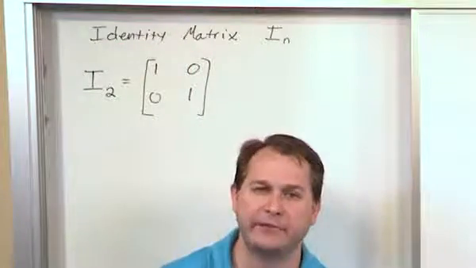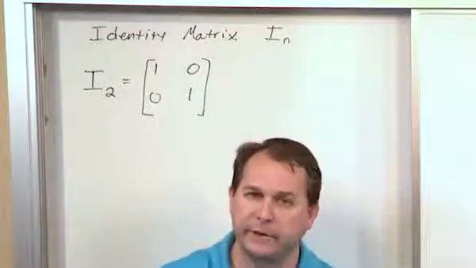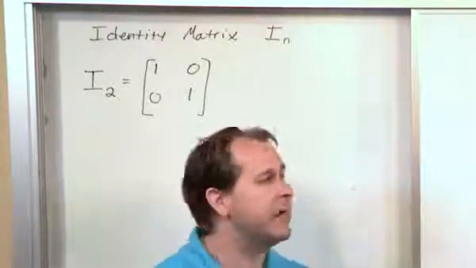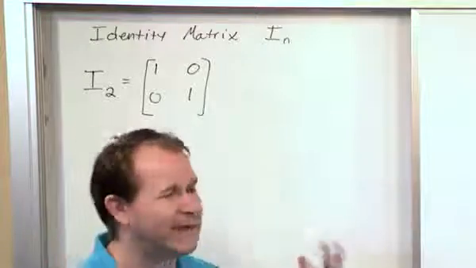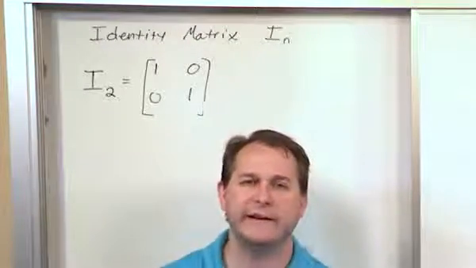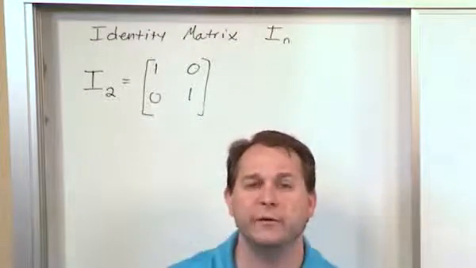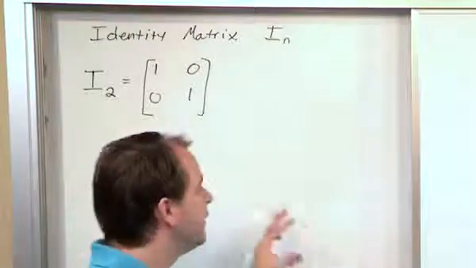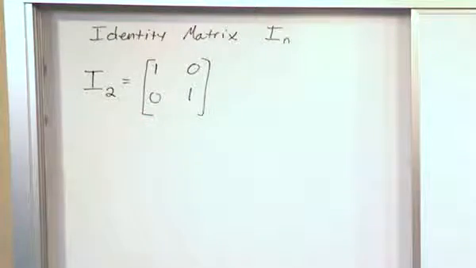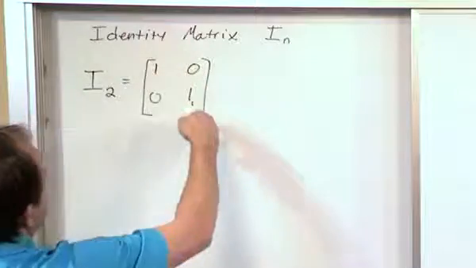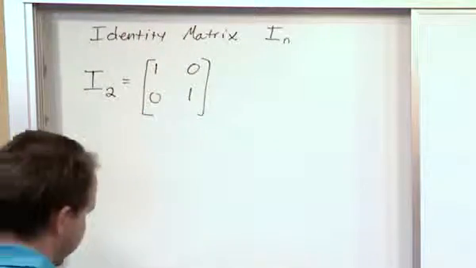All right, so the identity matrix is a general term. You can have an identity matrix for 2 by 2, for 3 by 3, for 4 by 4, for 5 by 5. That's why we have the letter n there, telling you that you can generate an identity matrix of any size, but it's always going to be a square matrix. So here's the identity matrix I sub 2. The way you construct it is you have 1s on the diagonal, zeros everywhere else.